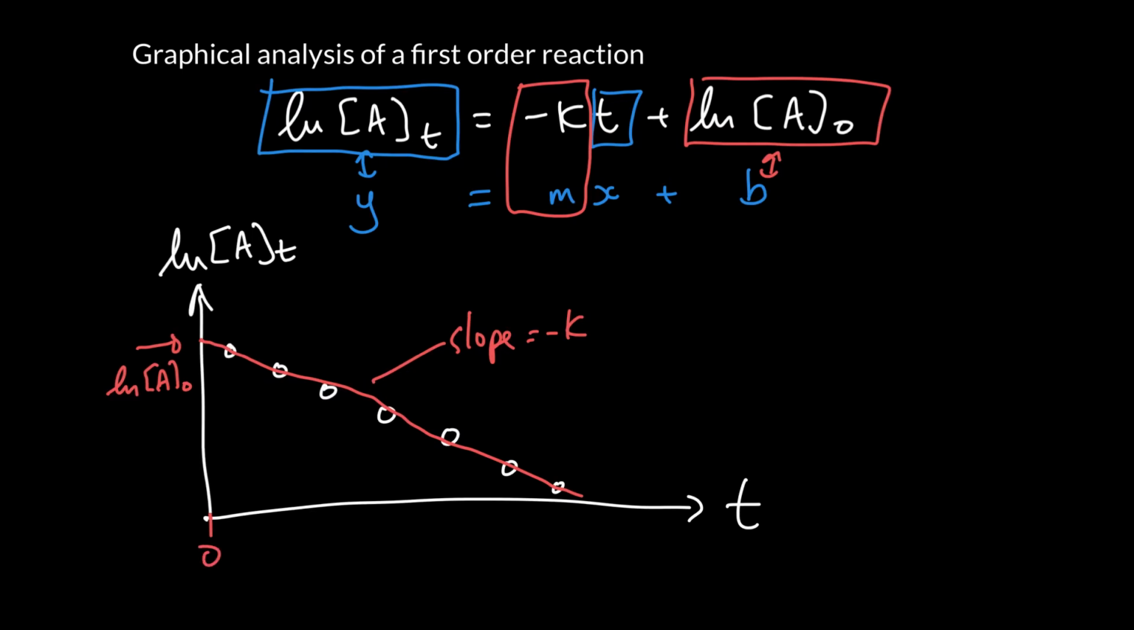But maybe we're running a reaction, and we find it very hard to measure the concentration at the start of the experiment. And so we can extrapolate back to figure this out.